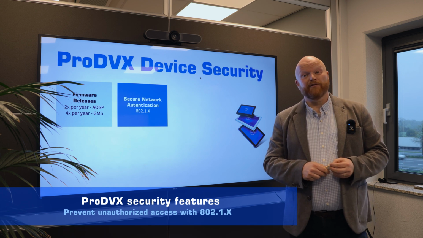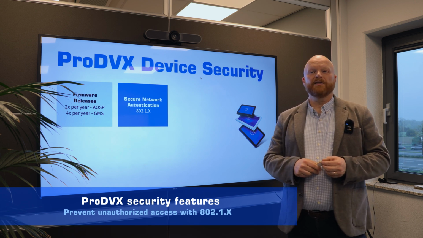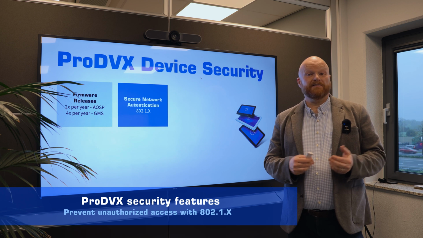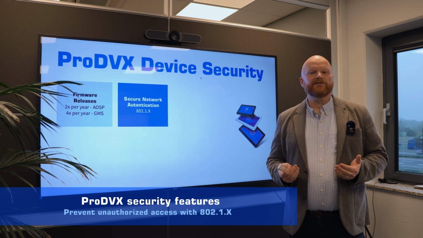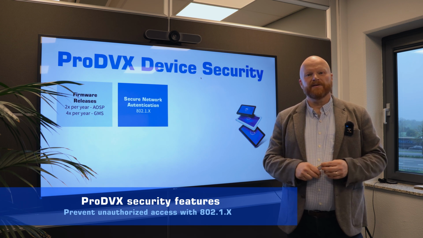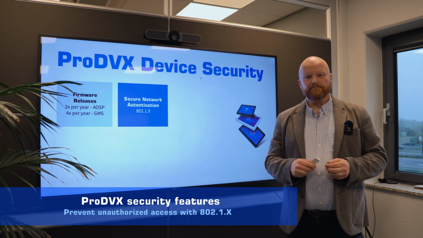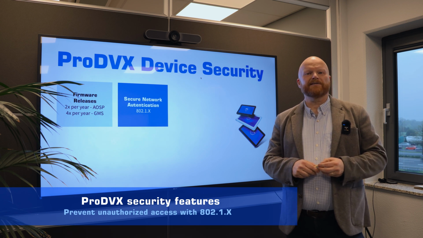802.1x typically involves 3 main components: the supplicant, the client device seeking access; the authenticator, the network device such as a switch or a wireless access point; and the authentication server, which verifies the credentials provided by the supplicant.